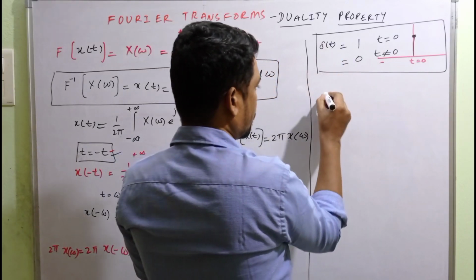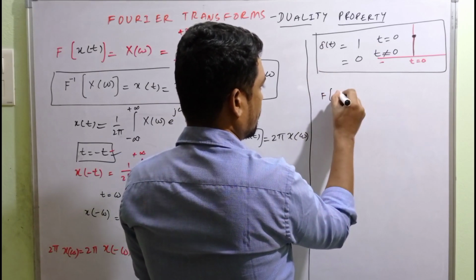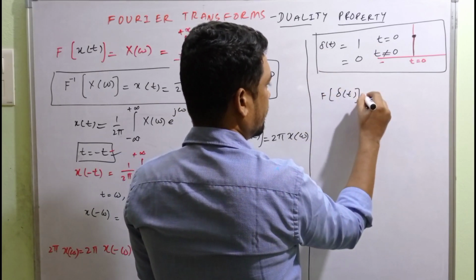So what will be the Fourier transform of this one? Fourier transform of del of t will be equal to what?